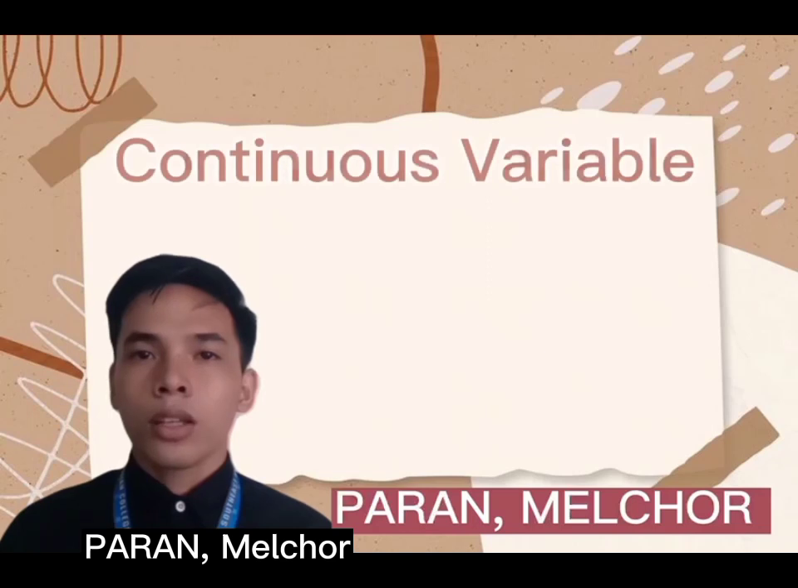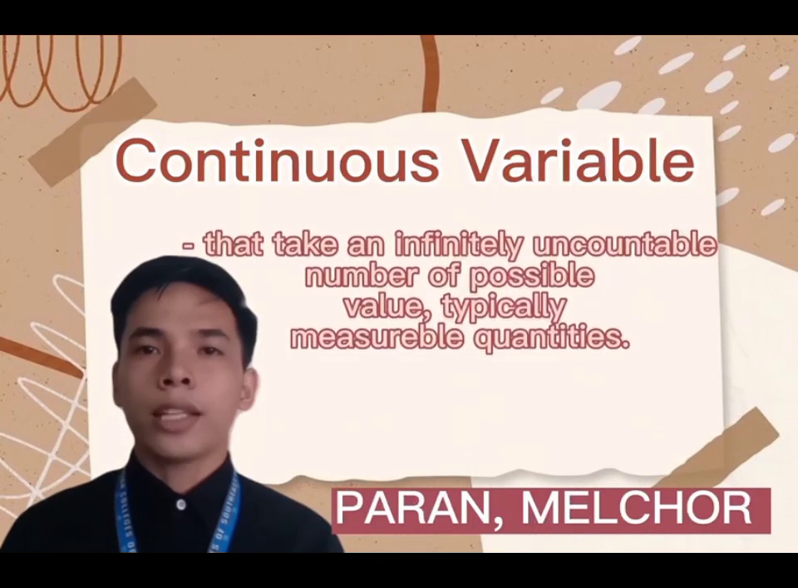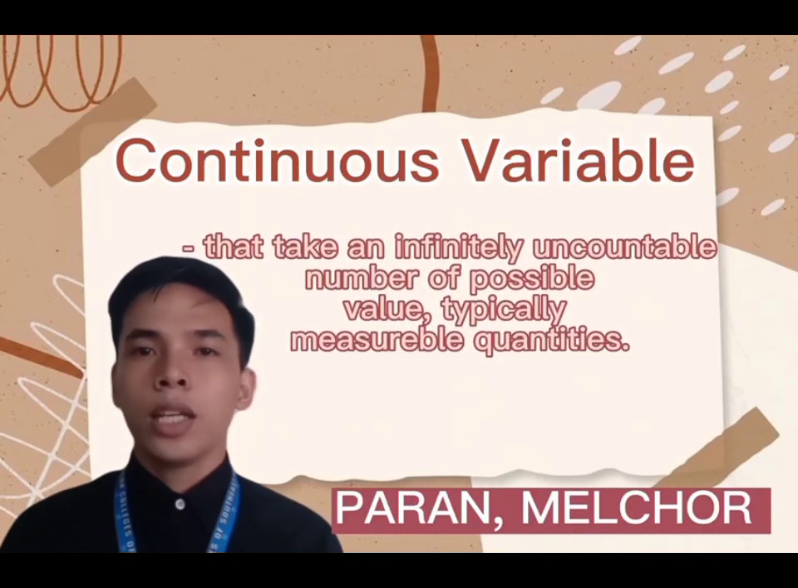Bye. Continuous variables take an infinite uncountable number of possible values, typically measurable quantities. For example, body temperature. You cannot measure body temperature by your hands, but you need to use an instrument or a thermometer.